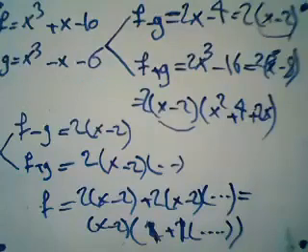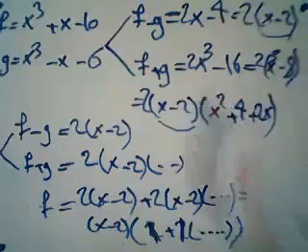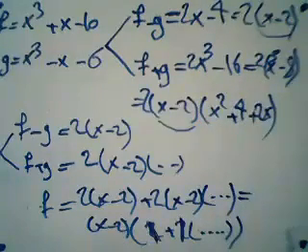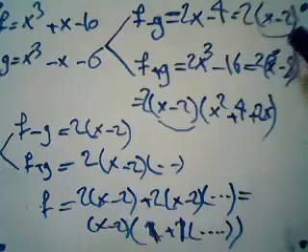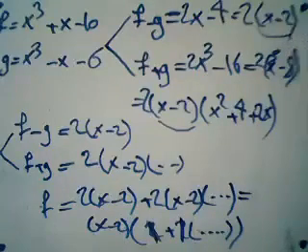But the next question is why x minus 2 is the biggest common factor and not just any common factor. Why is x minus 2 the greatest common factor, not just any common factor? Here's why.